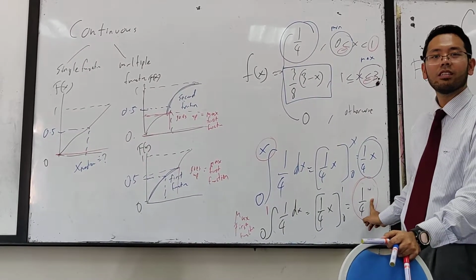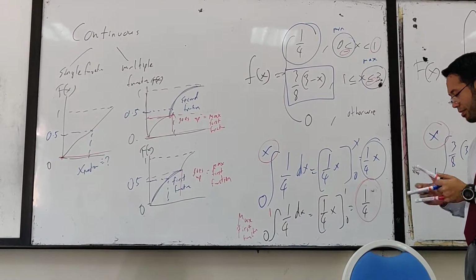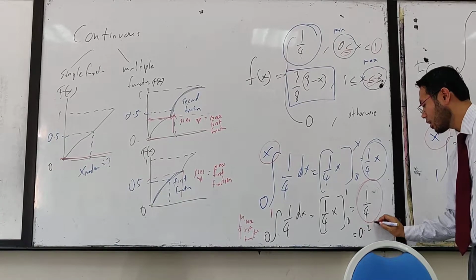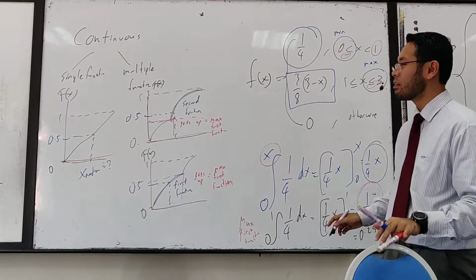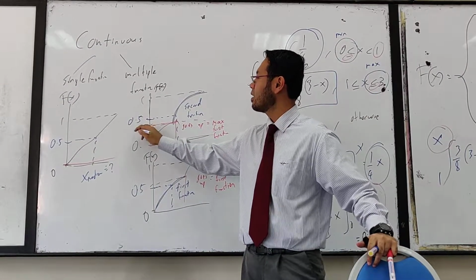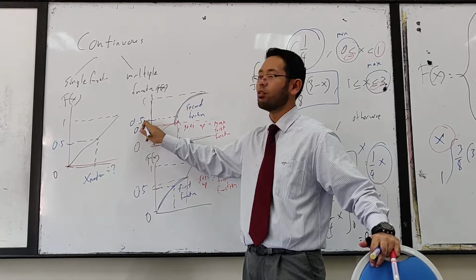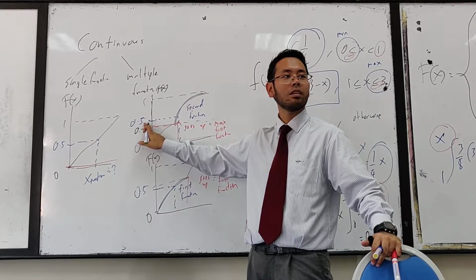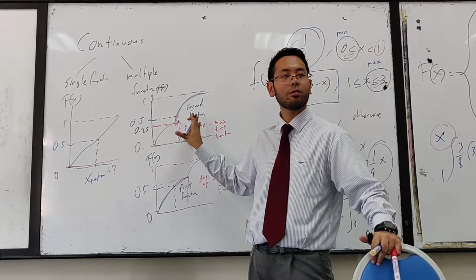1 over 4 is 0.25. And 0.25 is below 0.5. Do you understand why we got ourselves this one?